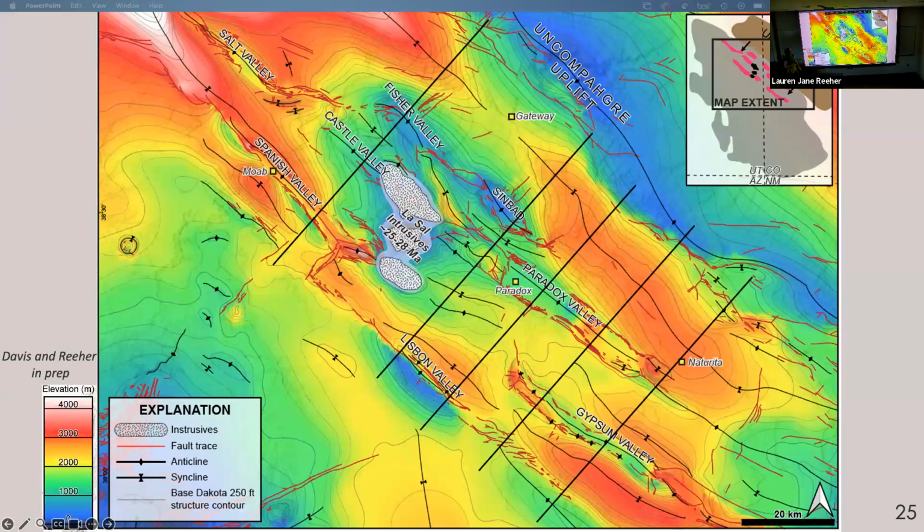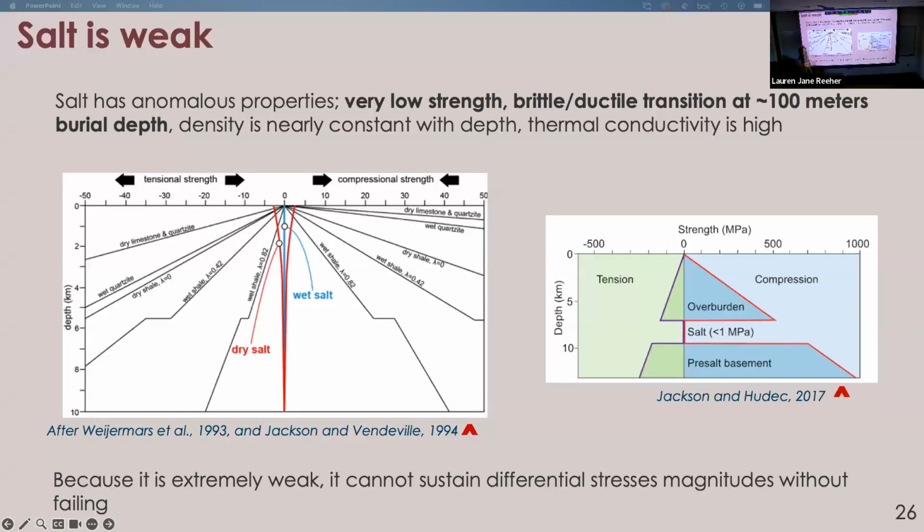And this is zooming in on the Paradox Basin. It's the same surface. And again, I'm just pointing out that instead of having these big basement cored uplifts, you get these more symmetrical folds that orient themselves along the salt walls. Okay, so why is the deformation looking different in the Paradox Basin? And the idea is that salt is playing a major role.